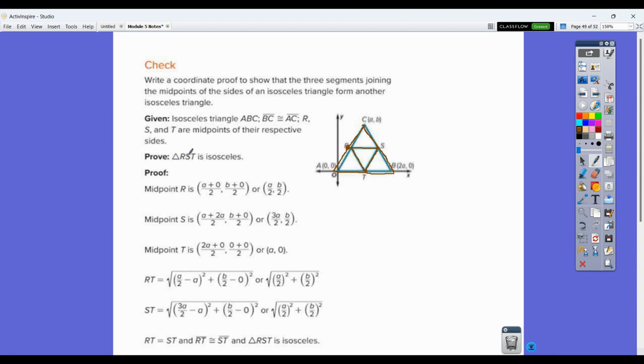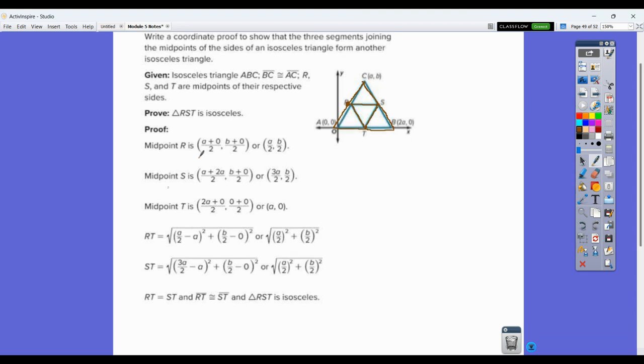So what you need to do is find the midpoint of those sides. So midpoint R, we know it's a midpoint. We do A plus 0 divided by 2, B plus 0 divided by 2. You get your midpoints, okay? So we have our midpoints of each of those. Then you're going to try to prove that RST is isosceles. So if you do the distance of RT and the distance of ST, if you can say that those are equal to each other, then you've got an isosceles triangle. So what they did is exactly that.